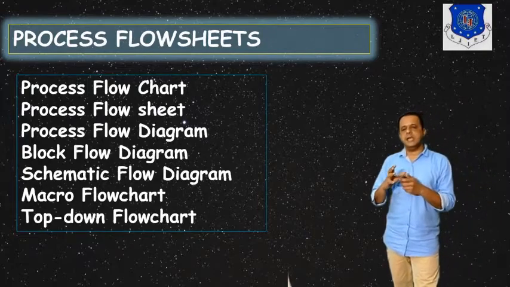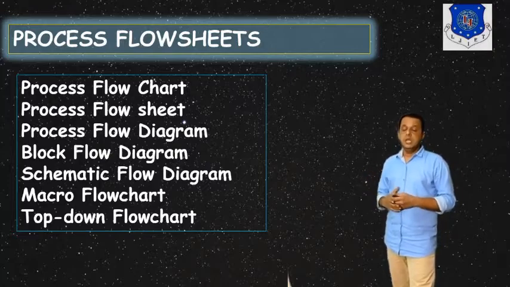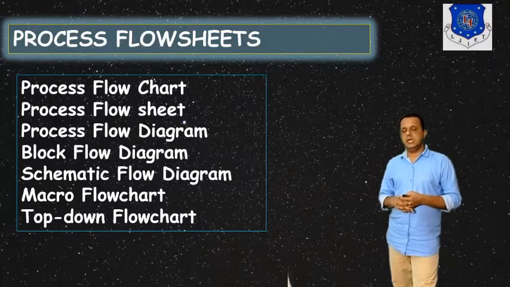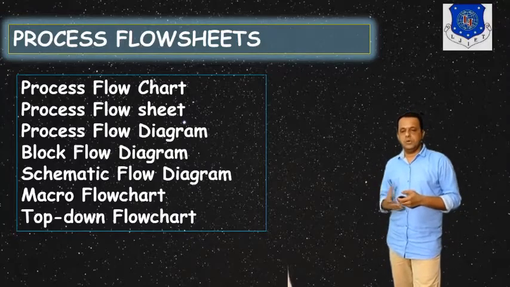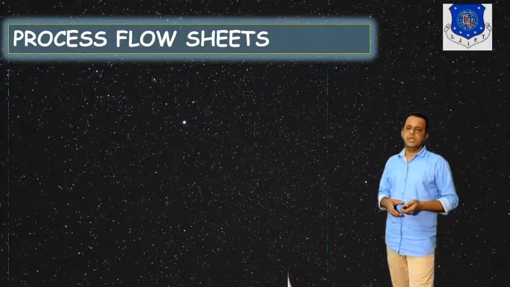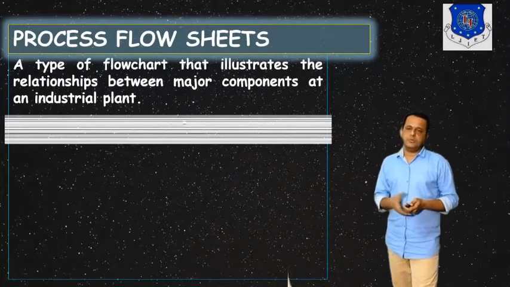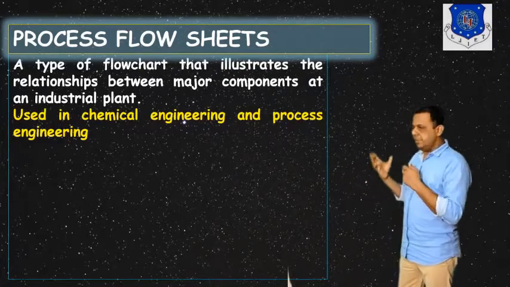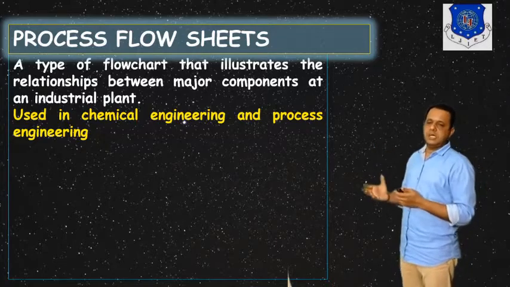So process flow sheets are known by various names like process flow chart, flow sheets, flow diagram. Professionally, people identify it by the short name PFD, process flow diagram, or block flow diagram, or schematic flow views, or macro flow chart, or top-down approach flow chart, etc. So, what exactly is a flow chart? Process flow charts illustrate the relationship between the major components or the different instruments in an industrial plant.